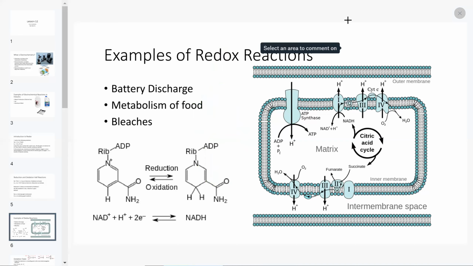But of course, there are some other ones. So battery discharging. When a battery discharges, we get the movement of electrons, and these electrons flow through circuits. In the computer, they flow through the circuits in the motherboard and the CPU and the hard drive, which makes the computer run. And bleaching is also a redox reaction.